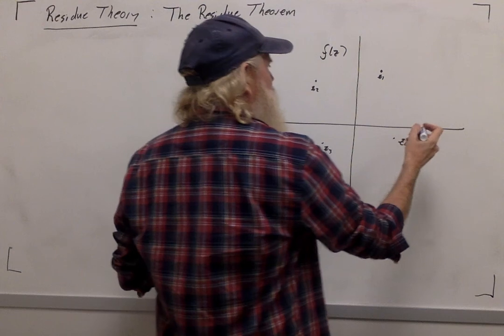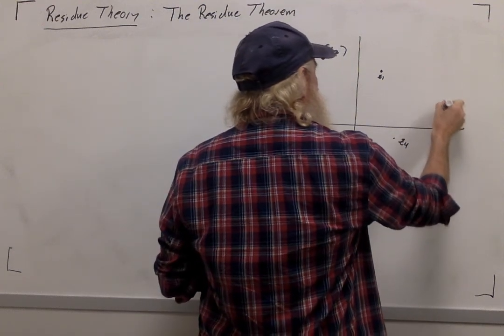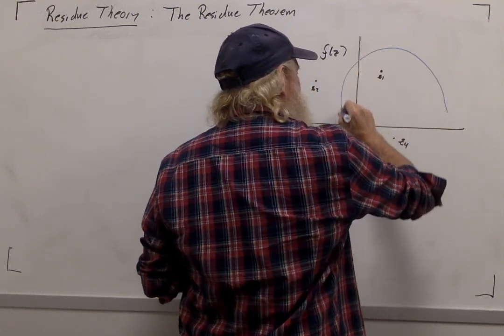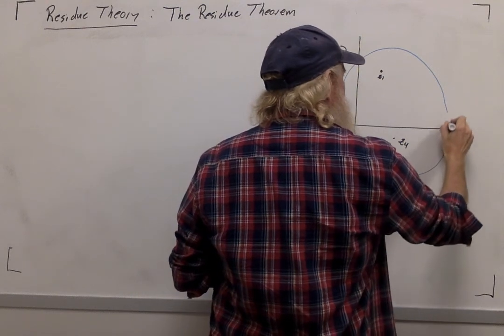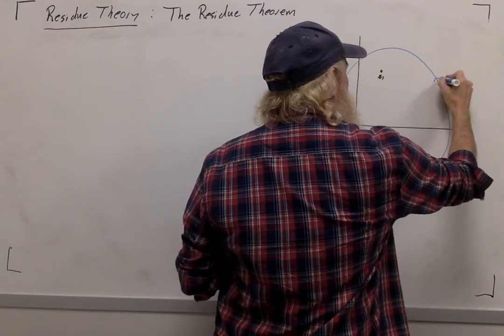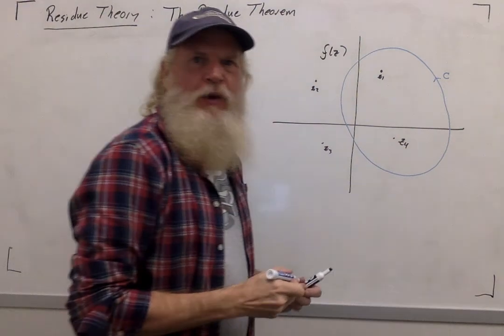Now let's say that we have a curve C in the plane, which does not intersect any of those poles. And let's say that the curve is oriented counterclockwise.